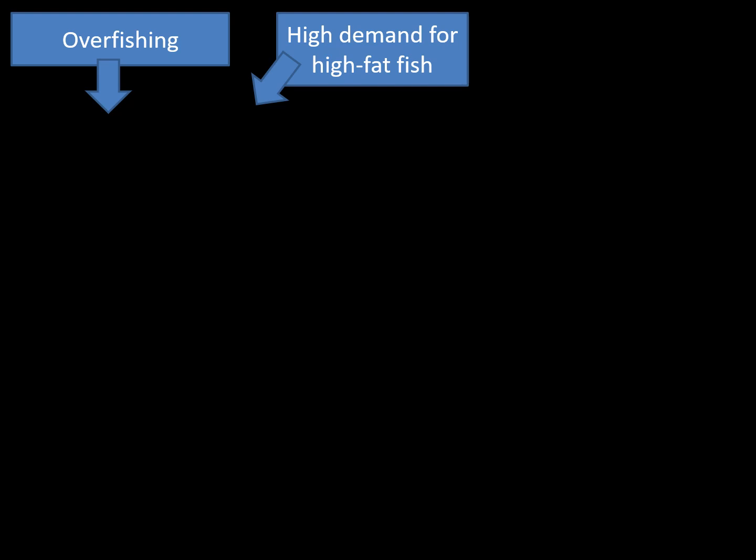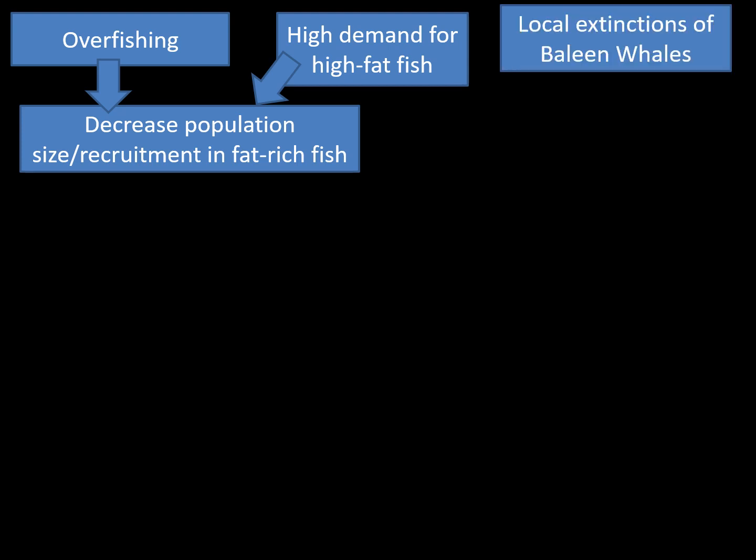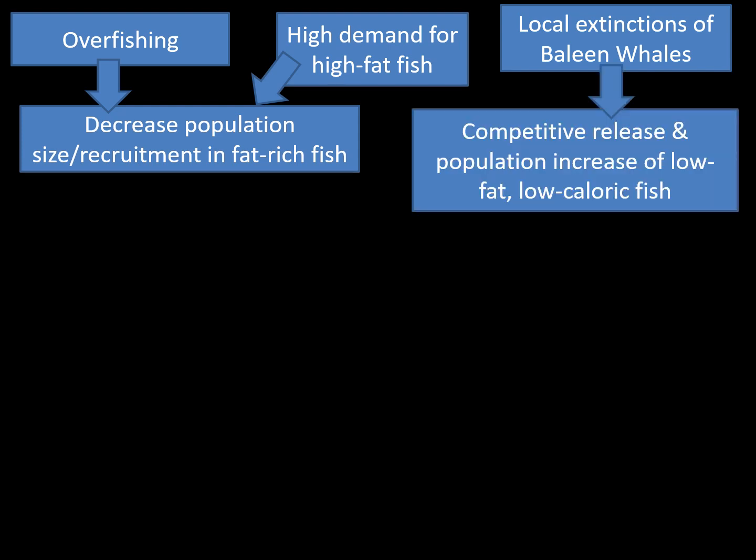Now, what happens with this? Well, you have decreased population and decreased recruitment for this fat-rich fish that have a very high caloric and nutritional value. Meanwhile, humans not only hunted fish, they also hunted baleen whales, which are planktivorous. So their hunting led to their population decline, and ultimately that resulted in a competitive release of populations of other plankton-feeding fish which have low fat and low caloric value, such as pollacks, which capitalized a lot from both of these situations, overfishing and baleen whale hunting.